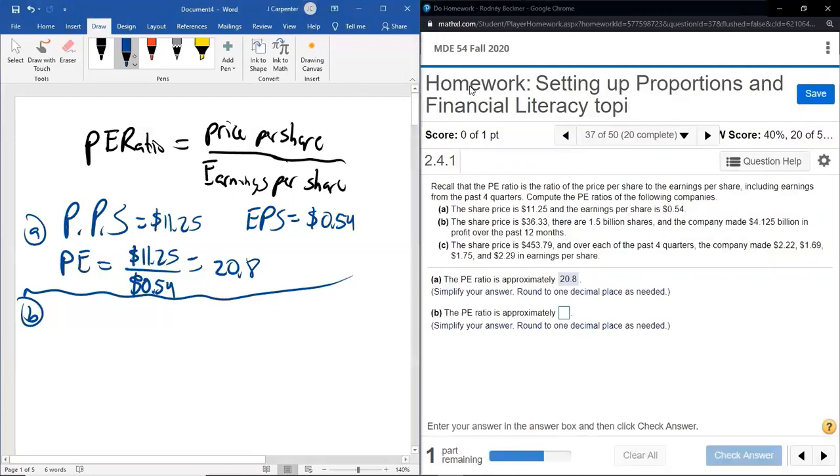What are we calculating? A PE ratio. What is this? It's the ratio, the division of price per share and earnings per share. We've got to make sure we have both of those values. Do we have the price per share? Well, yes, we actually do. The share price is $36.33. So the price per share is $36.33. But then they say there are 1.5 billion shares. That's not earnings per share.